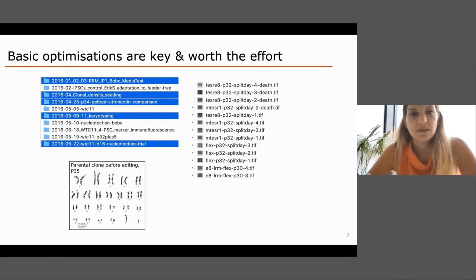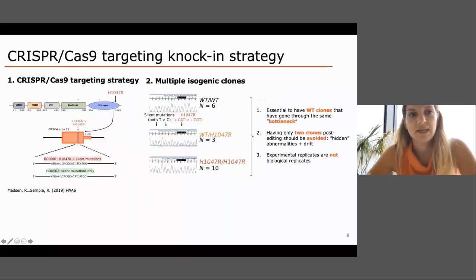I'll skip this in the interest of time. It's basically to demonstrate that I was practicing what I'm currently preaching, so testing optimal medium conditions, coating reagents, clonal density seeding, etc., prior to starting the gene editing protocol. This is the overview of my knock-in strategy.